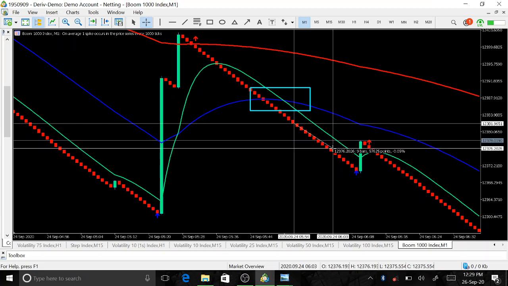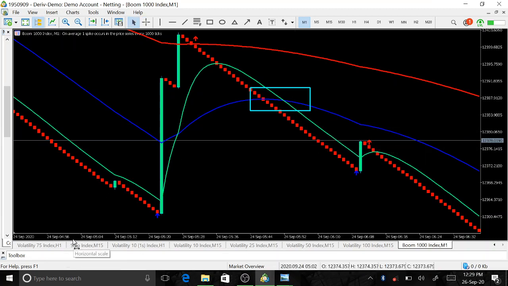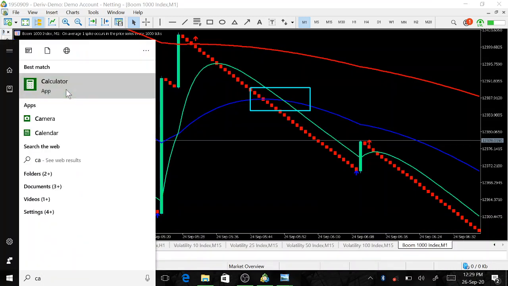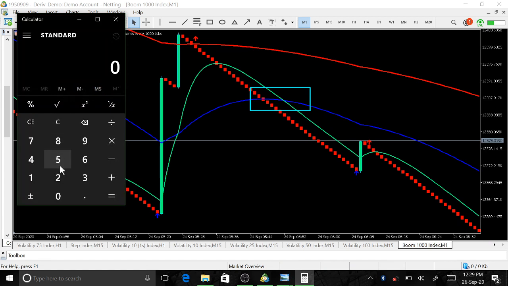You see, 10 candles. So let's assume now you use, where's my calculator? Let's assume you use a $5 lot size. Boom 1000 will give you $2.5 per candle. So $2.5 per candle multiplied by 10 candles. You see, you're going to be getting $25 on each trade. So if you do this 4 times, you are getting $100. Wow, is this not amazing?